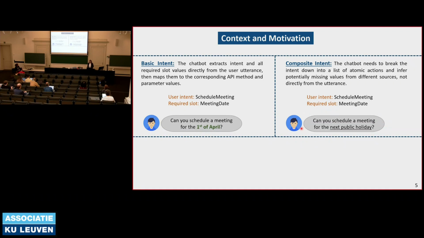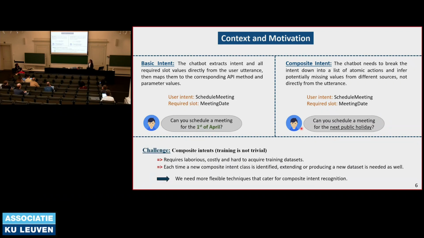If we use the same example, and this time let's say that the user says, can you schedule a meeting for the next public holiday? Here, we don't have the value of the meeting date, or we have it, but in an implicit way. So here the chatbot needs first to search for when will be the next public holiday, to get this value, to use it as a value for the meeting day, to be able to fulfill the user intent.